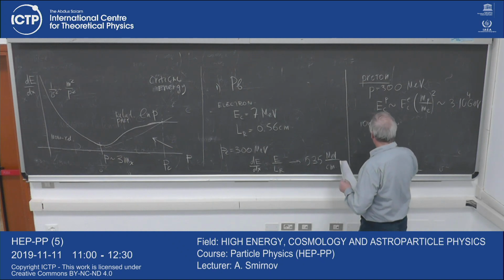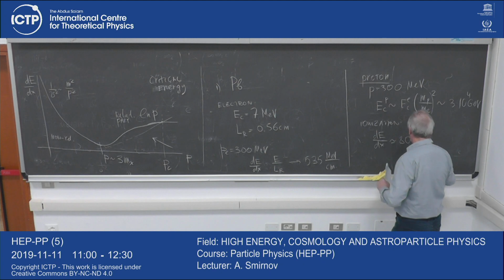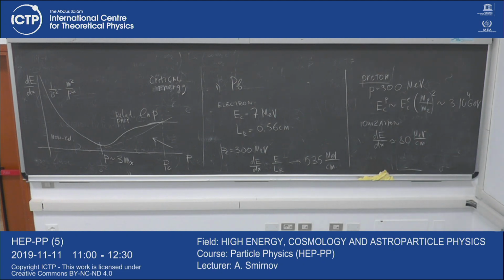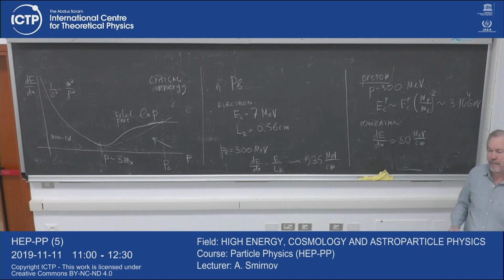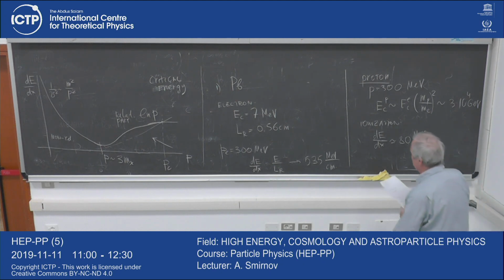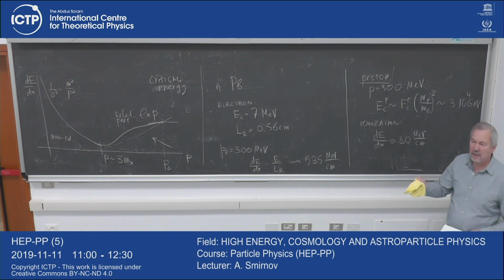And dE over dx will be approximately 80 MeV per centimeter. Which means that if you take a proton and an electron with the same momentum of 300 MeV, then the electron will lose energy much faster than the proton. Okay? And the proton will lose energy on ionization. So this is typical: when a particle is heavy, it loses less energy than lighter particles.